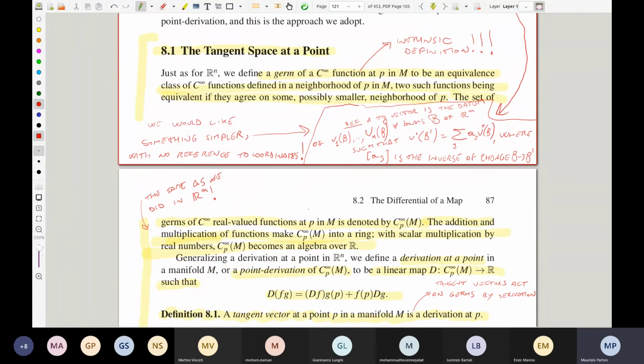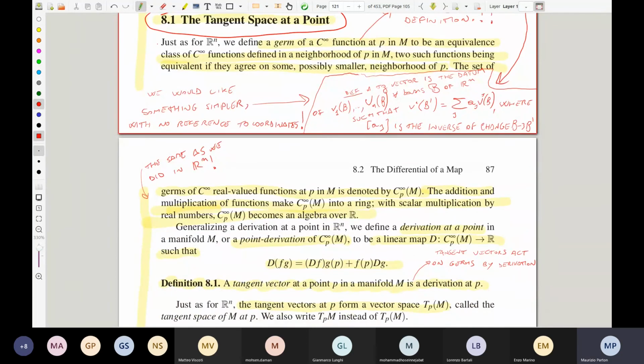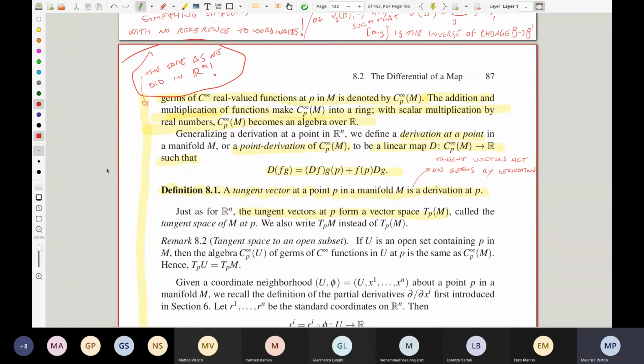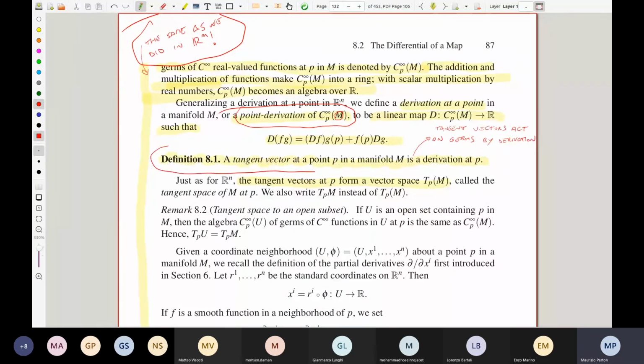Okay. So we have the tangent space at the point is just the set of point derivations in that point. It is exactly the same as we did in Rn. Of course, we have to define what are point derivations and so on. We already defined it on Rm, but they just replace Rm with n. And so, definition: a tangent vector is just a derivation at P. You see how things are simple now.